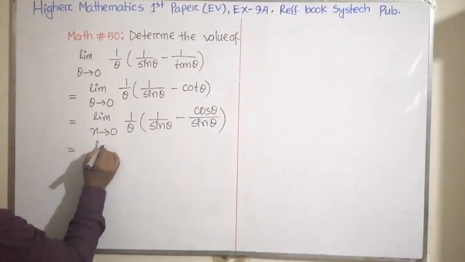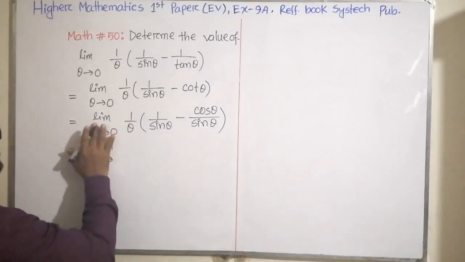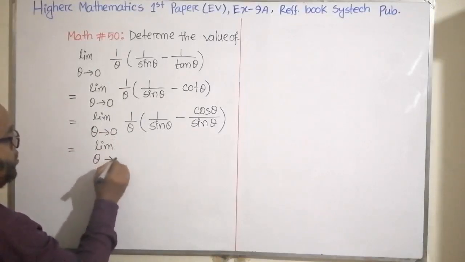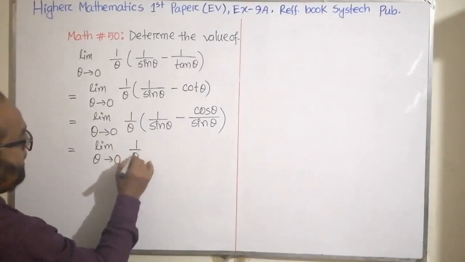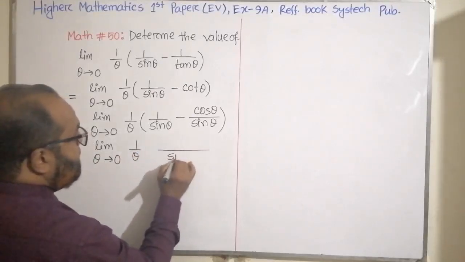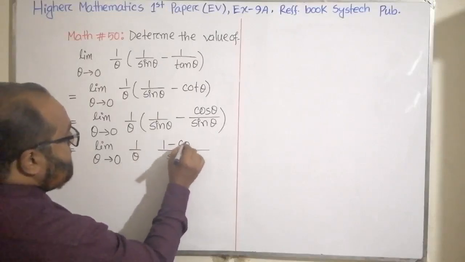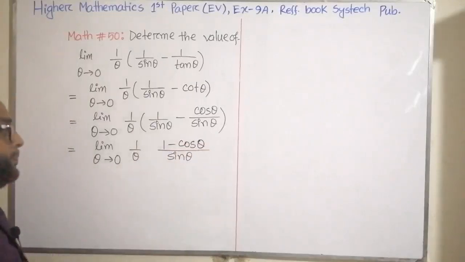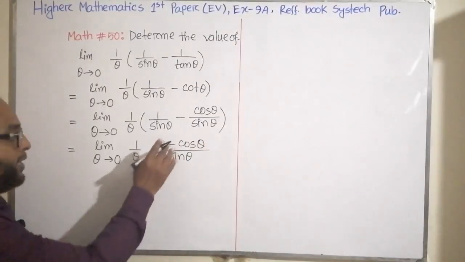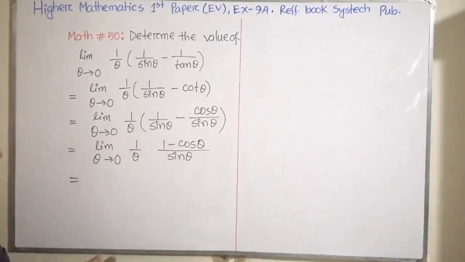This equals limit theta tends to 0, 1 by theta. After taking the LCM in this line, we get sin theta and 1 minus cos theta. Now we have to use a formula in both the numerator and denominator to simplify this expression.